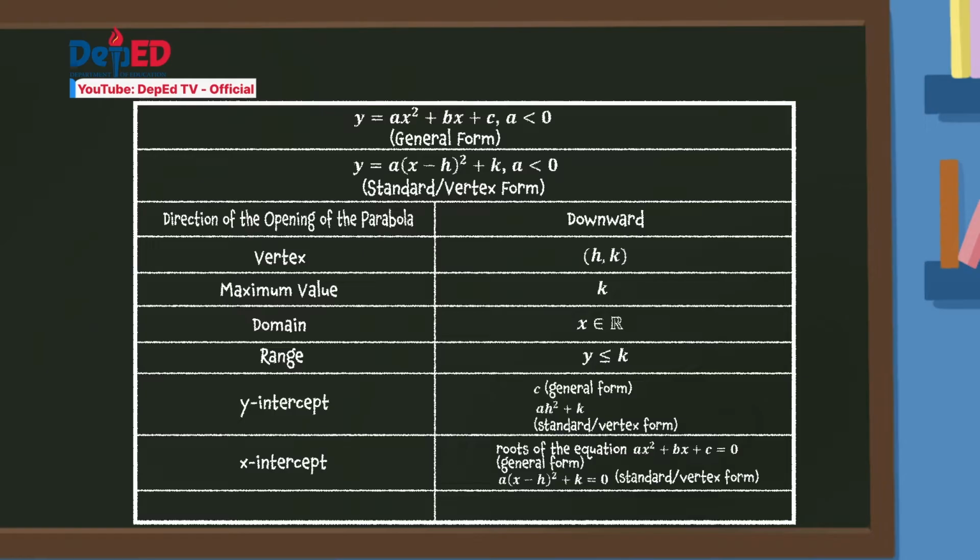from the general form, or by solving the equation a times the square of the binomial x minus h, plus k equals 0, that is derived from the vertex form. Lastly, the axis of symmetry is described by the equation x = h.